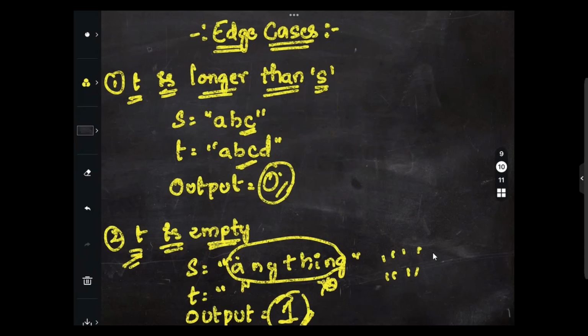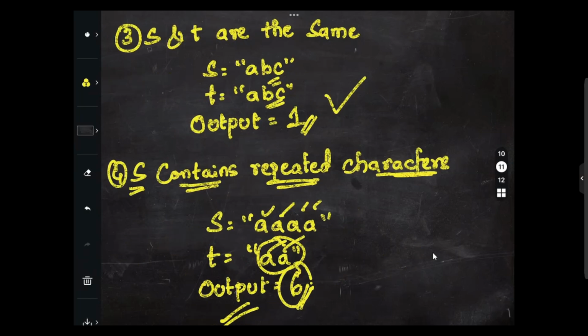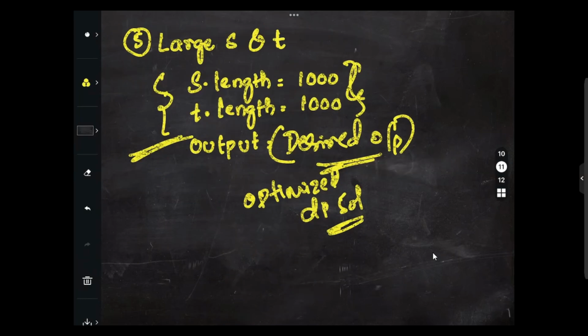These are the 5 edge cases that we need to keep in mind. The first edge case is t is longer than s. The second edge case is t is empty. The third edge case is s and t are the same. The fourth edge case is s contains repeated characters. The fifth edge case is large s and t. I hope all the edge cases are clear.